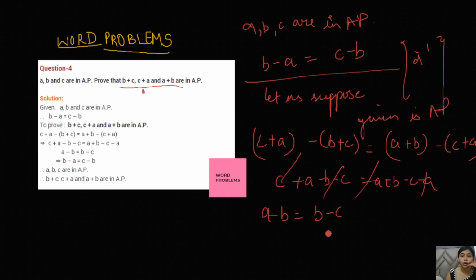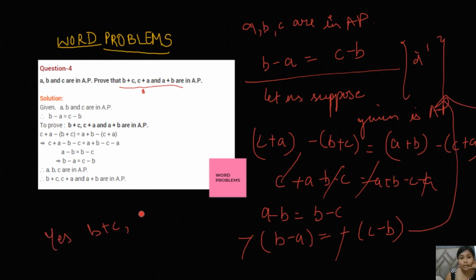So what we will do is we'll just take out the common. B minus A equals minus of C minus B. Just cancel these signs out and we are getting the same thing. It means that yes, B plus C, C plus A and A plus B are in AP.